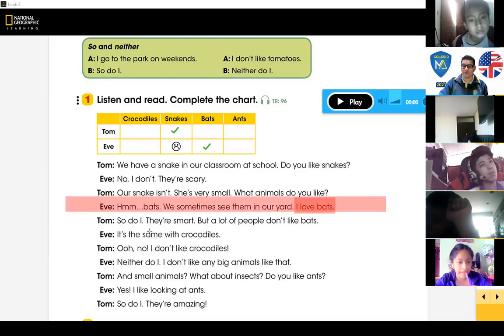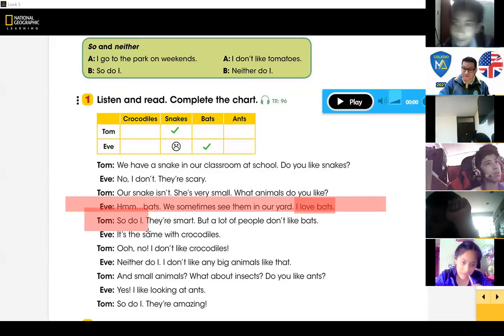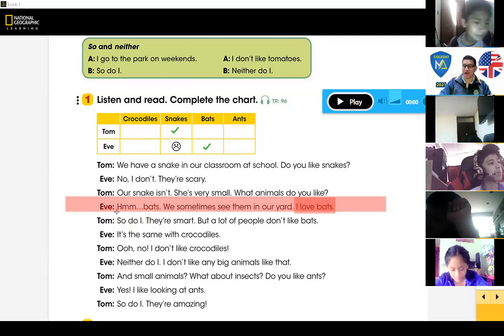Yes, right? Because here it says, so do I. Yes, o sea, a mí también, ¿no? So do I. So let's write here, bats, check.